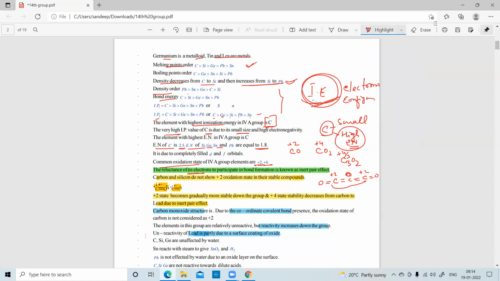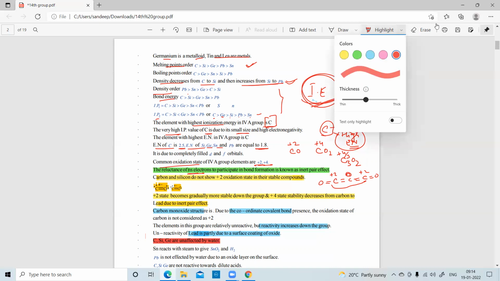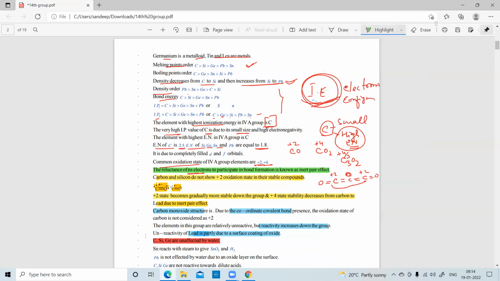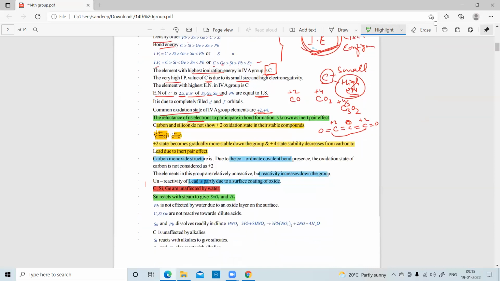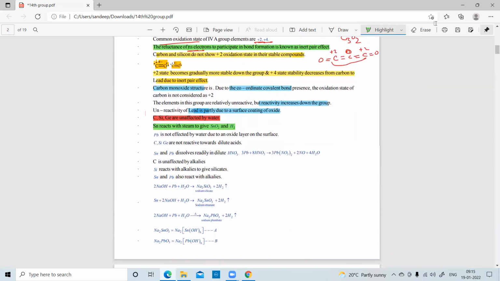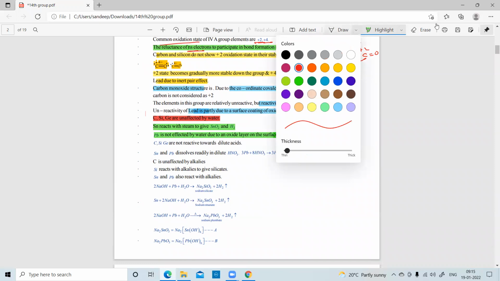Carbon, silicon, and germanium are unaffected by water. Tin reacts with steam to give tin oxide and hydrogen gas. This is important. Lead is not affected by water due to oxide layer formation.